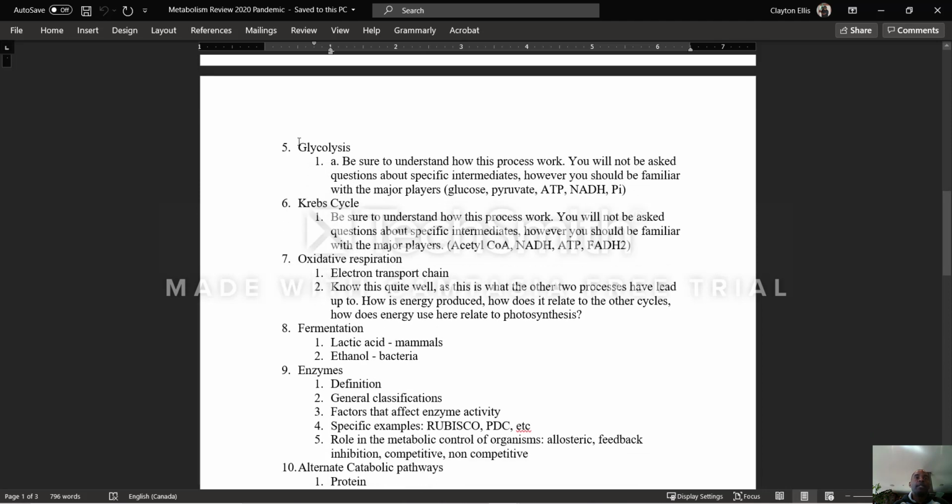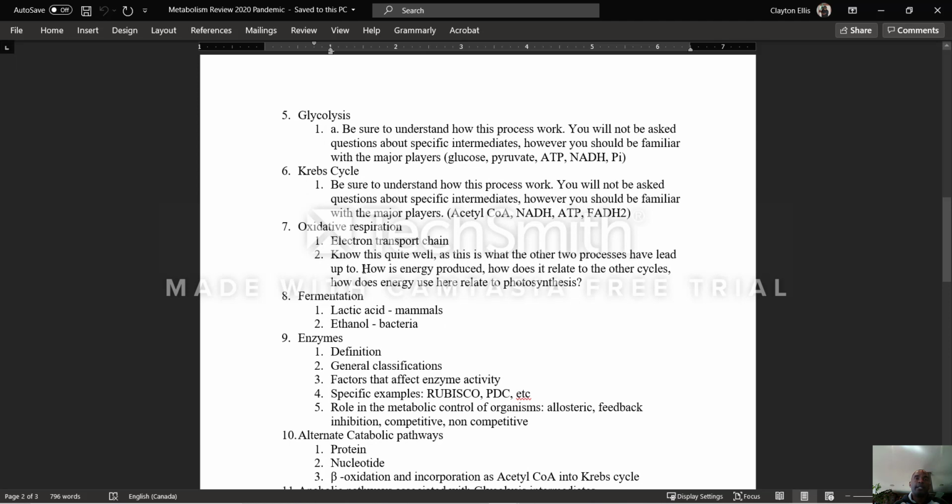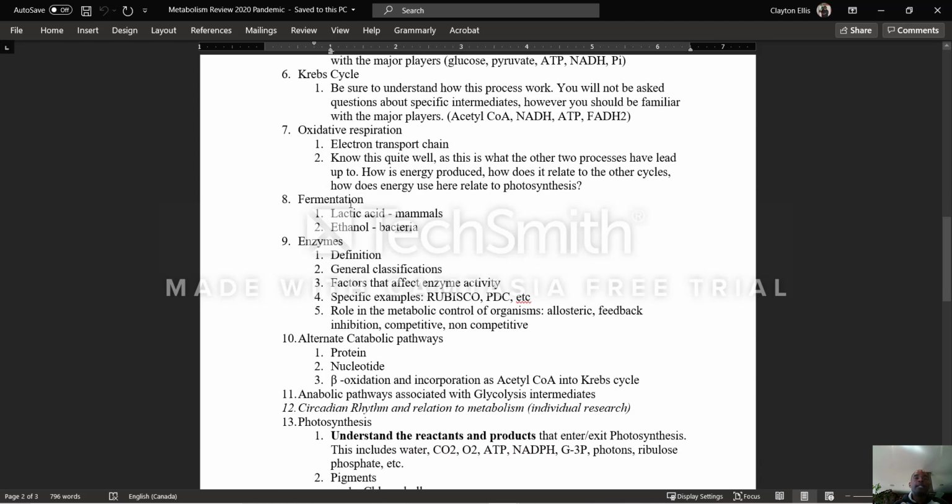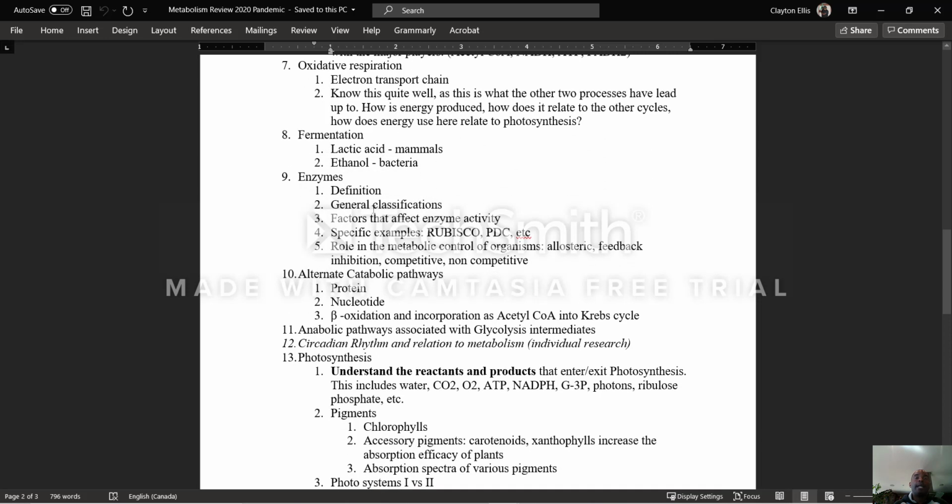You should be able to explain what's happening in each of the major parts of cellular respiration: glycolysis, the Krebs cycle, and oxidative respiration with chemiosmosis. Fermentation has two paths, either lactate or ethanol, so understand the difference. Understand that the cytoplasmic NADH is going to recycle through fermentation to allow us to get minimal energy.